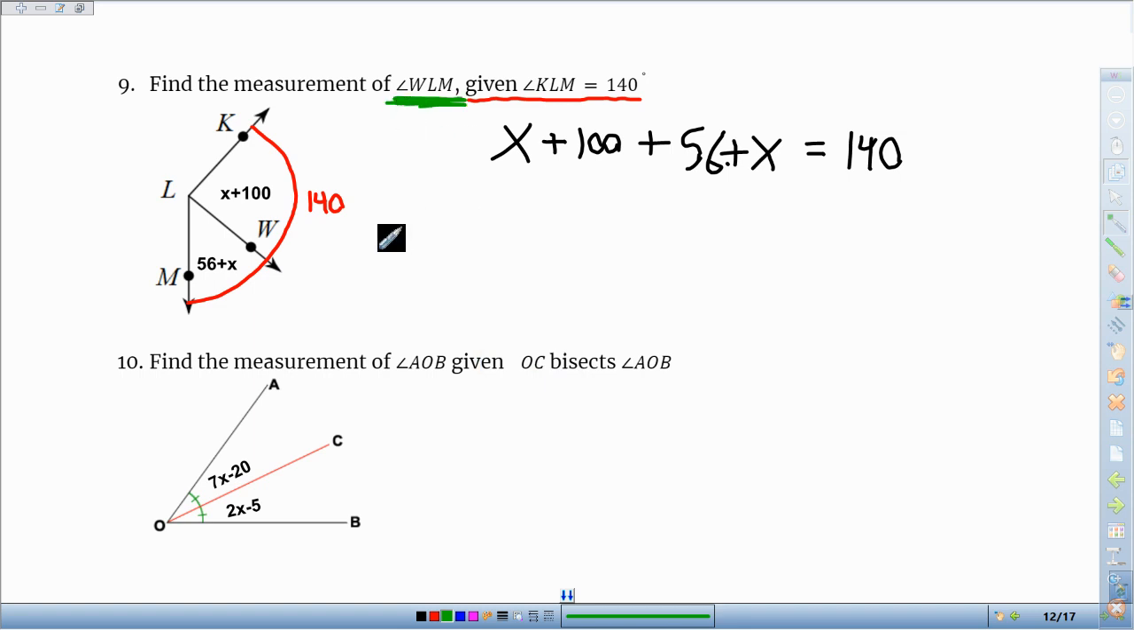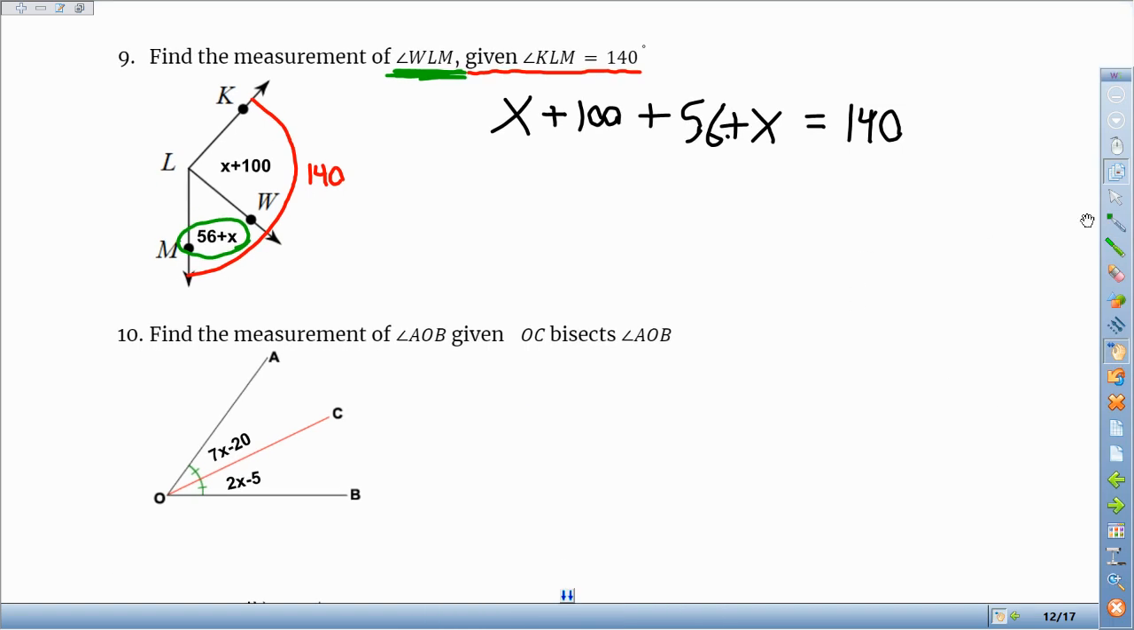WLM. So after you find x, you'll plug it back into WLM. That's this angle right here. And you'll find the measure of the whole angle. For example, if you get x equals 2, 56 plus 2, you're going to get 58 degrees as the measure of angle WLM.